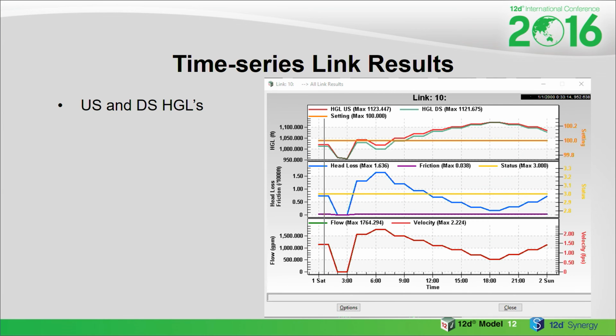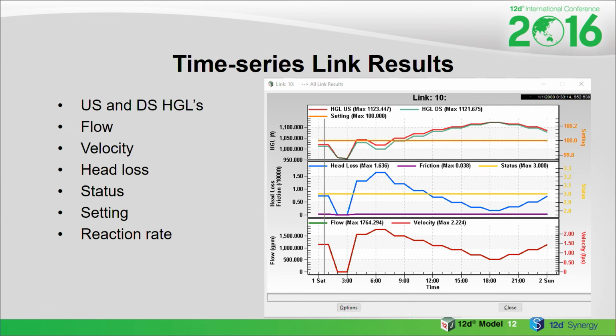For the links, we have similar sorts of results. So we've got upstream and downstream hydraulic grade lines. We've got the flow, the velocity, the head loss, the status. This probably would be the pump speed or valve pressure or something.